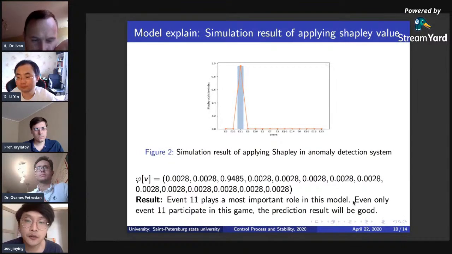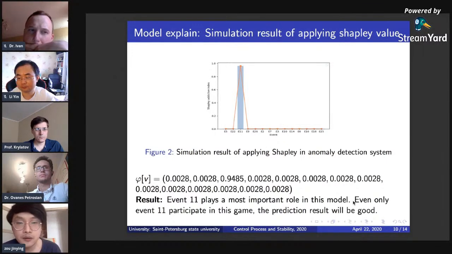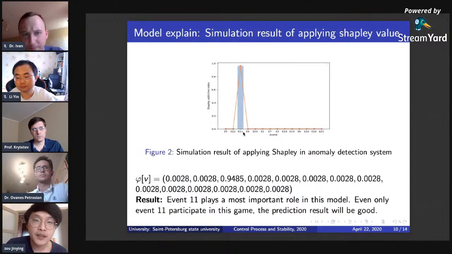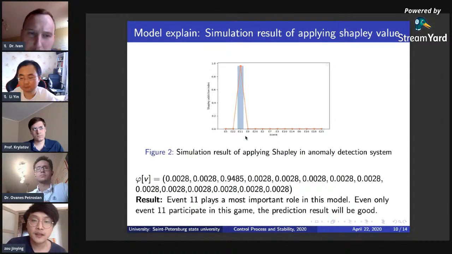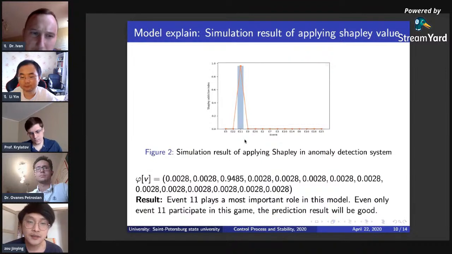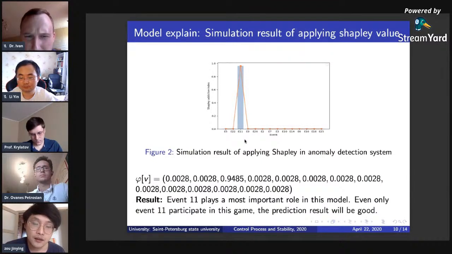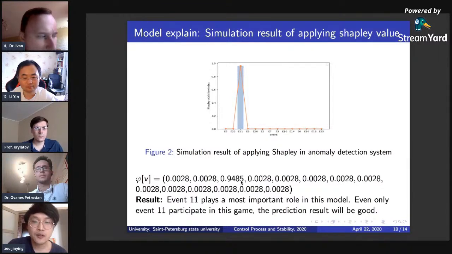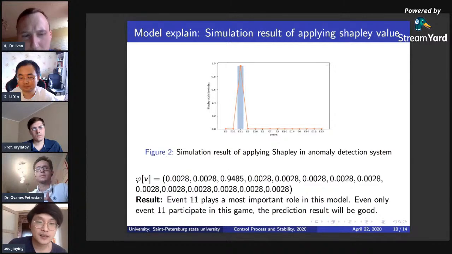After we get the characteristic values, we calculate the Shapley value. From the diagram, we can see that only event 11 makes the most contribution. This is also the result of the decision tree, where event 11 is the root. In this case, we can understand that this is not such a good data set, because it comes from reality, which is why only event 11 makes the most contribution. You can see the Shapley value here. It means that even if only event 11 participates in the game, the result will be similar to when all players participate.